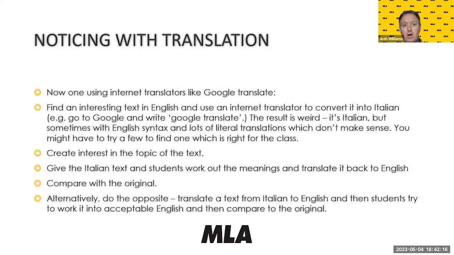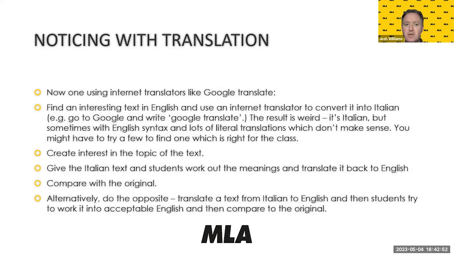You could do it using translators like Google Translate. Find an interesting text in English, and use an internet translator to convert it into Italian. The result is weird. It's Italian, but sometimes with English syntax and lots of literal translations that don't make sense. Whenever you use Google Translate, you often need to do a bit of work on it. You might want to try a few to find which one is right.